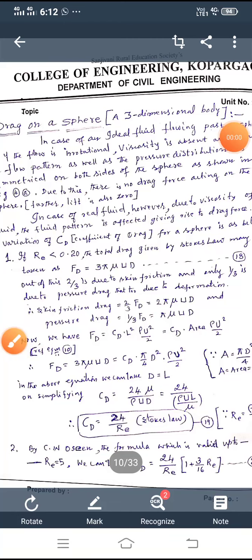Student friends, yesterday we have seen up to classification of drag. Today we will see drag on three-dimensional bodies. One is a sphere and another one is a cylinder.